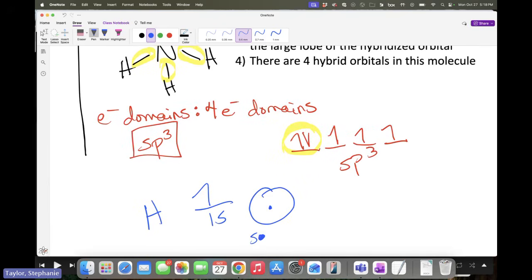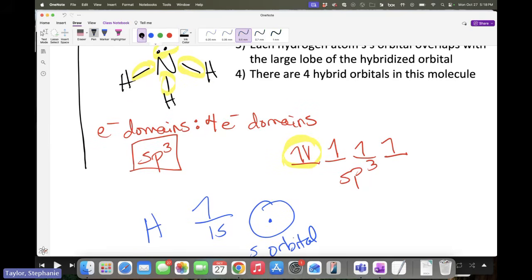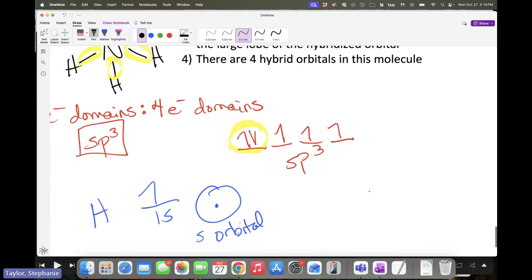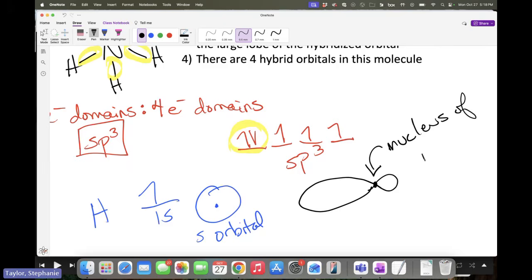This is an s. So hydrogen is just going to bring its 1 electron in an s orbital. But when you talk about hybrid orbitals, one of the questions I got a bit was about things like the orbital shape. And really the main thing that's useful about a hybrid orbital shape is the fact that this dot right here is going to be the nucleus of the nitrogen atom.